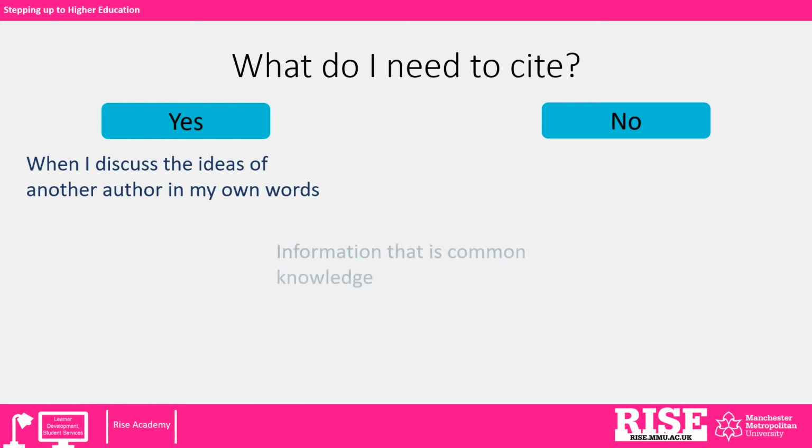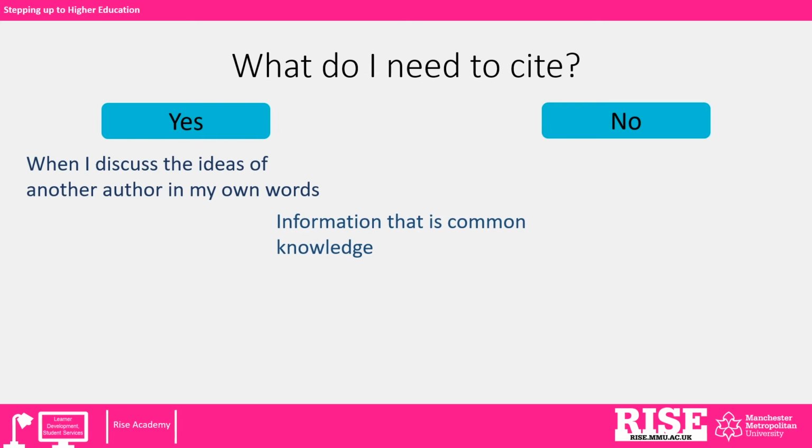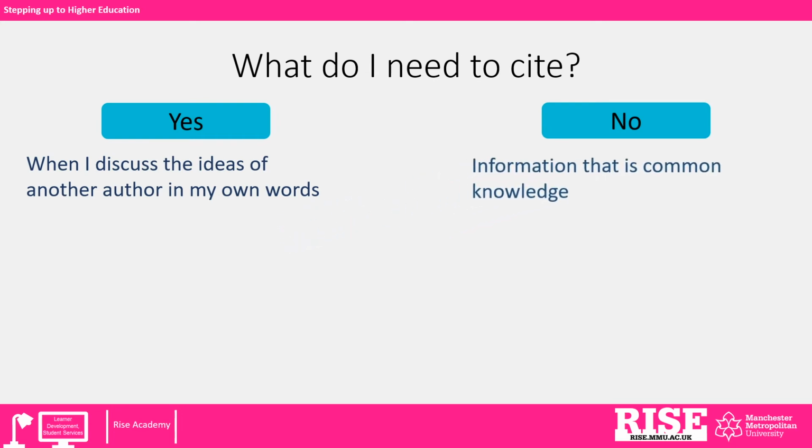Information that is common knowledge. In theory, you do not need to cite information that is common knowledge, and this can be described as verifiable and indisputable pieces of information such as dates or historical facts. Bear in mind, however, that something that is common knowledge to you in relation to your knowledge of the subject area may not be common knowledge to others. So if you are in any doubt, cite the information.